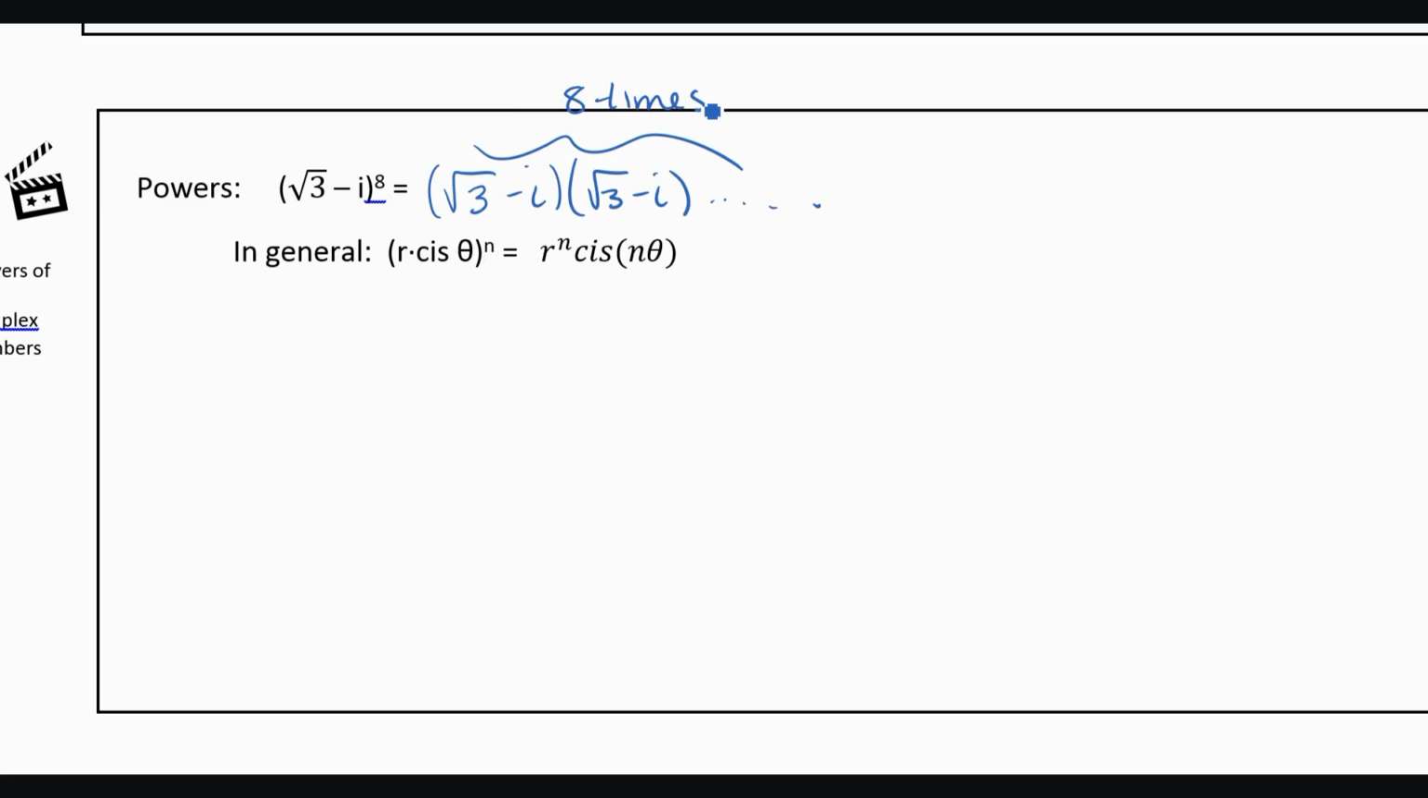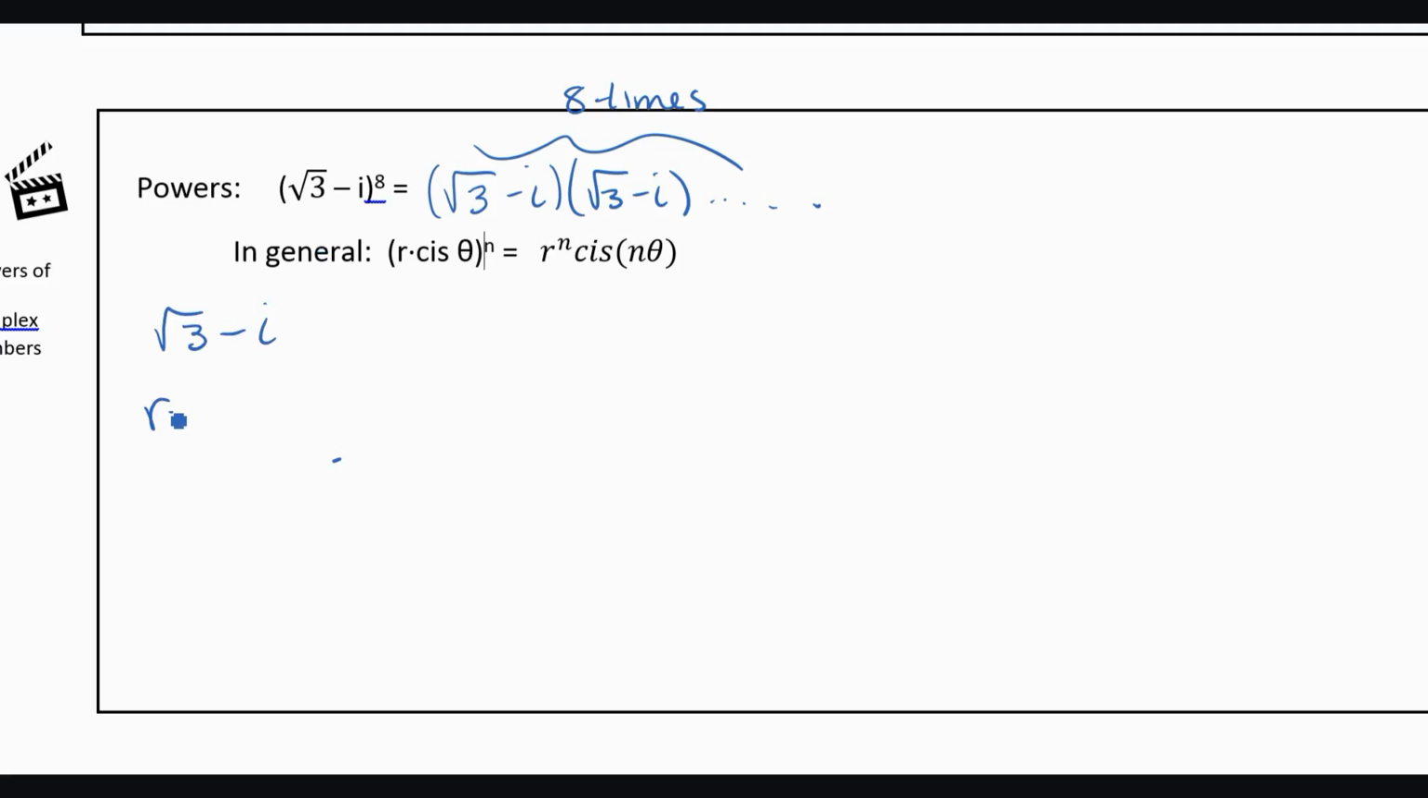Well, the good news is in trig notation it's much easier. Whenever you have r CIS theta and you're taking it to the nth power, you're going to take the r to the nth power and then you're going to multiply the theta by n. So here we have square root of 3 minus i. The first thing we need to do is convert that to trig notation.